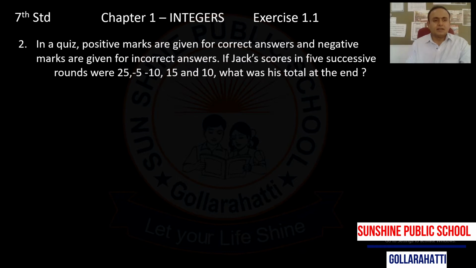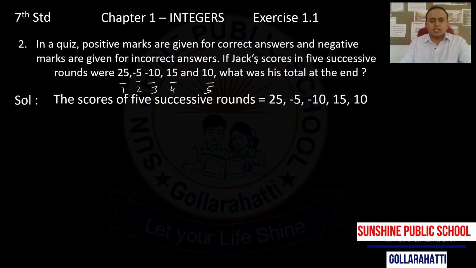Next, second question. In a quiz, positive marks are given for the correct answers and negative marks are given for the incorrect answers. If Jack's scores in 5 successive rounds were 25, -5, -10, 15 and 10, what was his total at the end? So he has scored 25 in the first round, -5 in the second round, -10 in the third round, 15 in the fourth, and 10 in the fifth round. You have to find the total marks at the end.